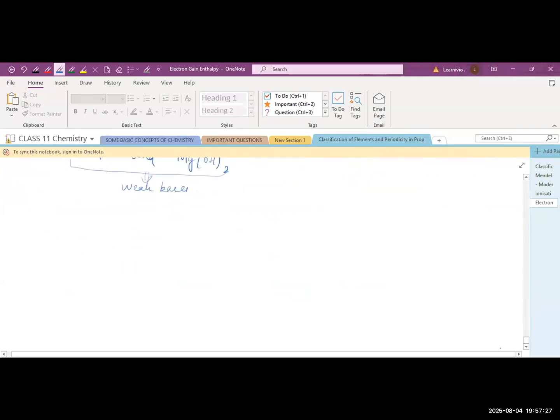Now I think the time is up. I have to discuss the oxidation state and oxidation number. Okay, no problem. We will discuss it in the next class. I think one more class. And please just do the questions of NCERT. Please try to solve all the questions from the NCERT. And if there is any doubt, just ask me.